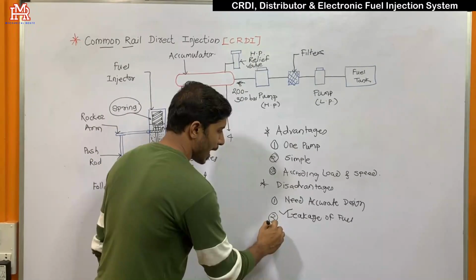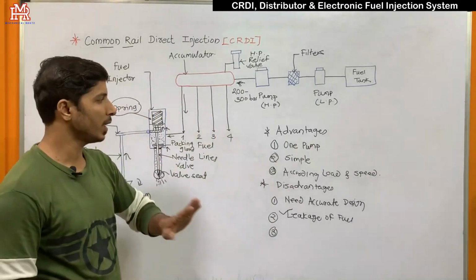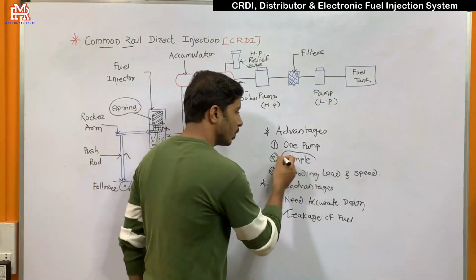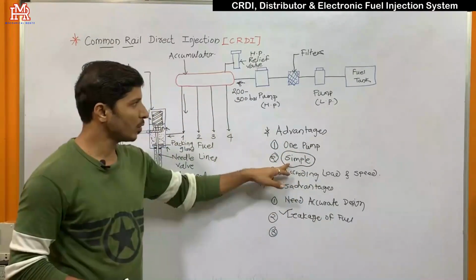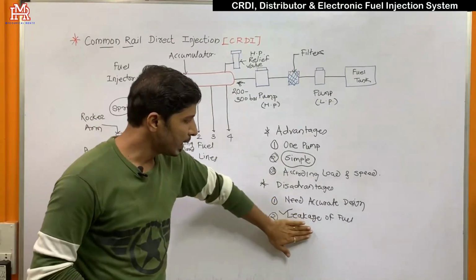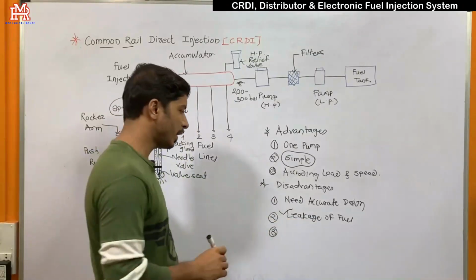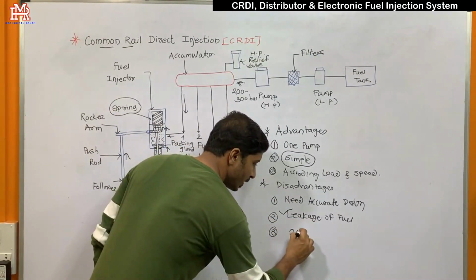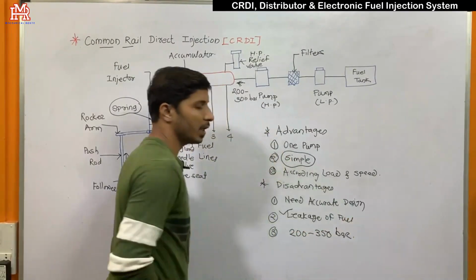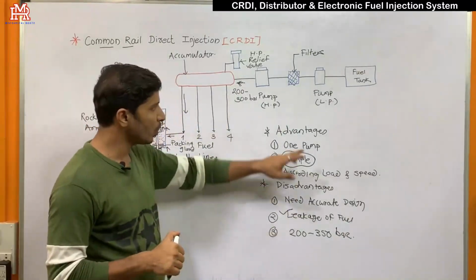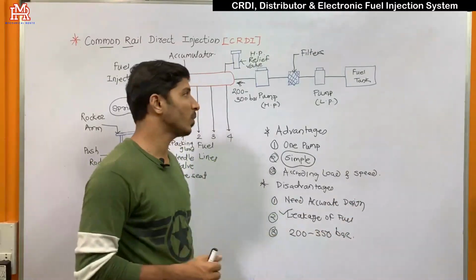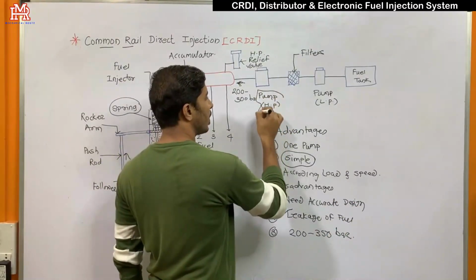And third, as a single pump is used, we have included it in the advantages, because the maintenance is simple and the cost will also reduce. But if one single pump is used, then there is always a limitation on the pressure developed on the fuel. So the pressure involved in these systems is about 200 to 350 bar only. This is because we have used only a single pump.